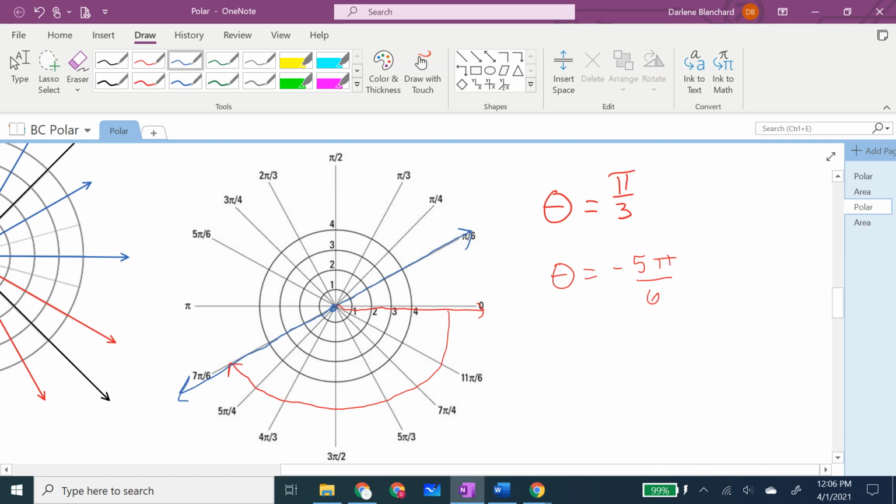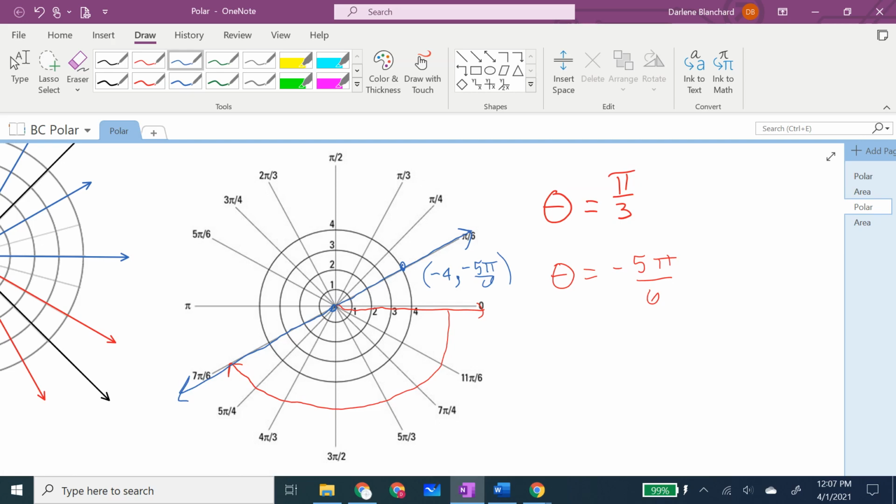So look at this right here. That means this point can be looked at as r being a negative 4 and theta being a negative 5 pi over 6 in quadrant 1. It's also 4 pi over 6. It's also 4 at 7 pi over 6, or negative 4 at 7 pi over 6. I mean, oh my goodness.